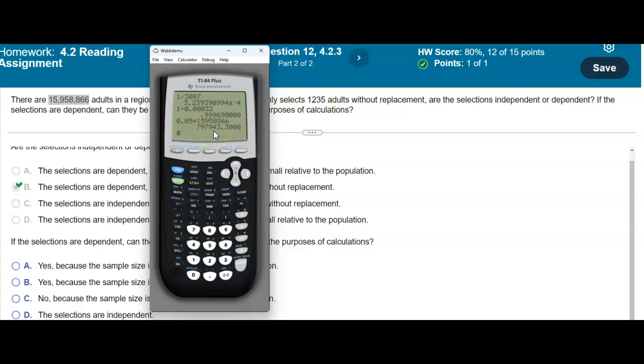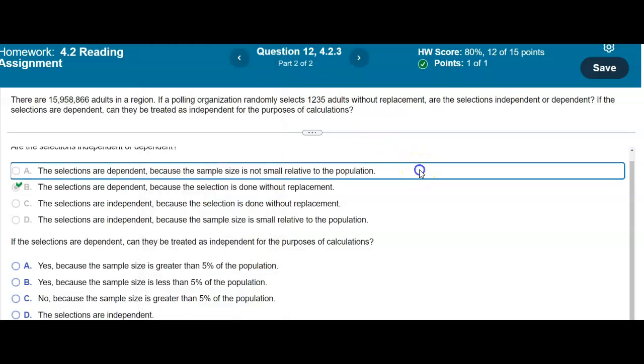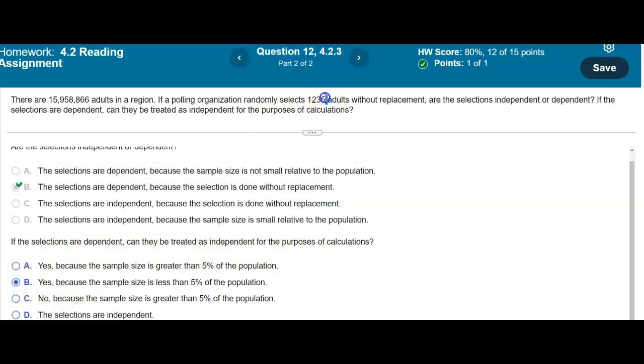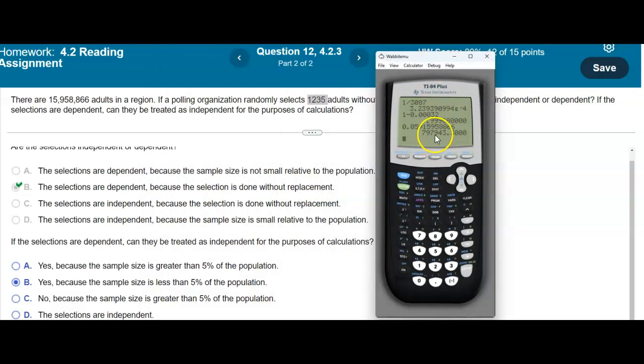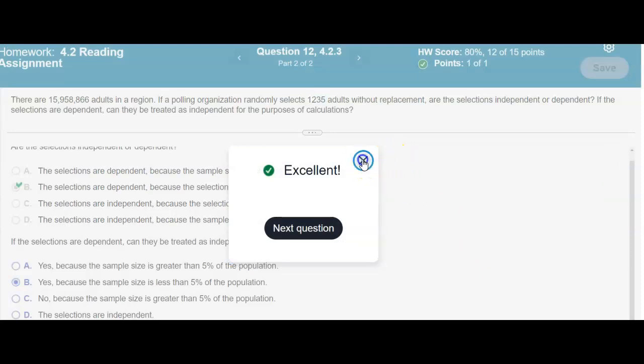Okay, this is 5% of that population, which is greater than this amount, or this amount is less than 5% of the population. So again, looking at the question, if the selections are dependent, can they be treated as independent for the purposes of calculations? We would say yes, because the sample size, which is 1235, is less than 5% of the population. And again, what was 5% of the population? Well, it was this number here, which was 797,943. Check our result, and there is our answer.